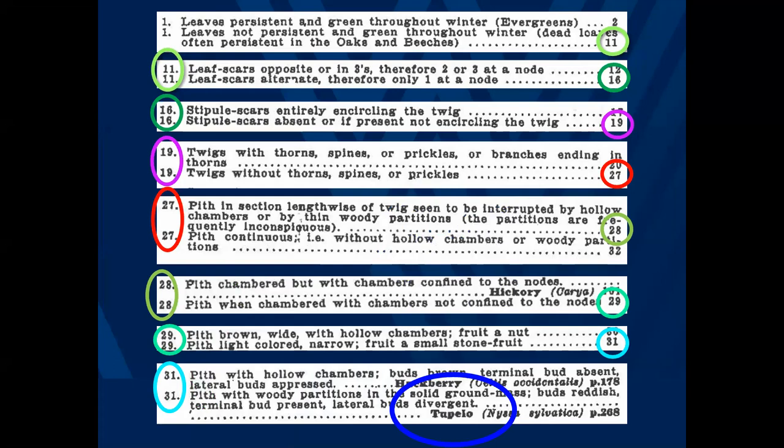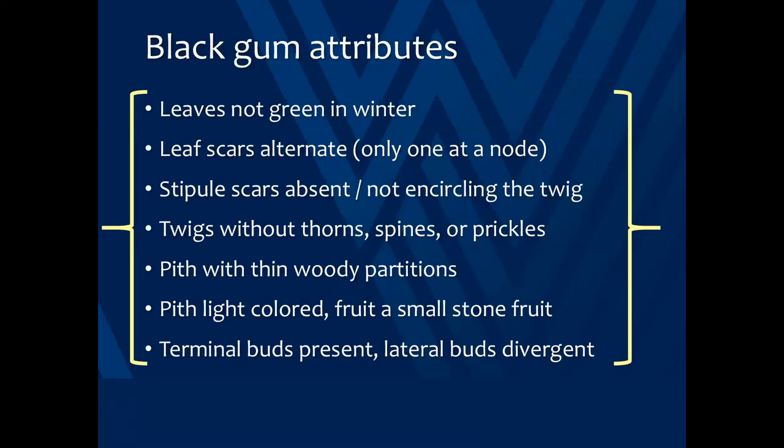Here are all the stages we've gone through to arrive at Tupelo from that key. So really, this is just a collection of attributes for the Tupelo and for this region. Black gum is really identified by this unique set of attributes. And don't be worried if you don't recognize these attributes. We're going to be going into a number of them very soon.